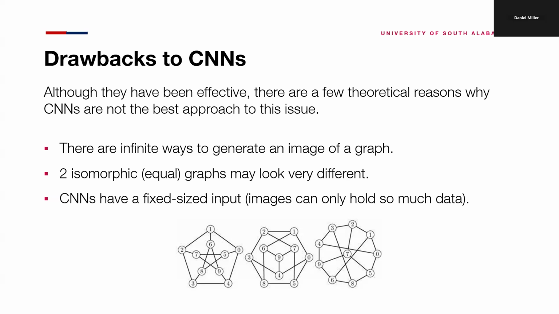This is a very famous one known as the Petersen graph. All of these graphs are equal, but their pictures are very different. So that's the problem that I'm attempting to solve. Also, convolutional neural networks have a fixed image input size, which means that if you're drawing your graph, you can only have so many edges before it starts looking like a black ball.